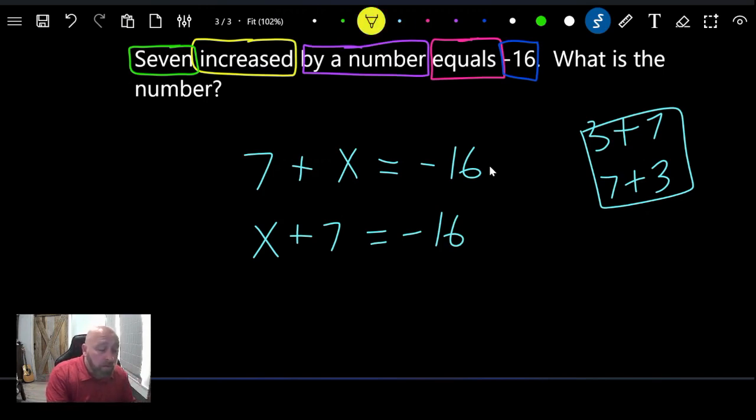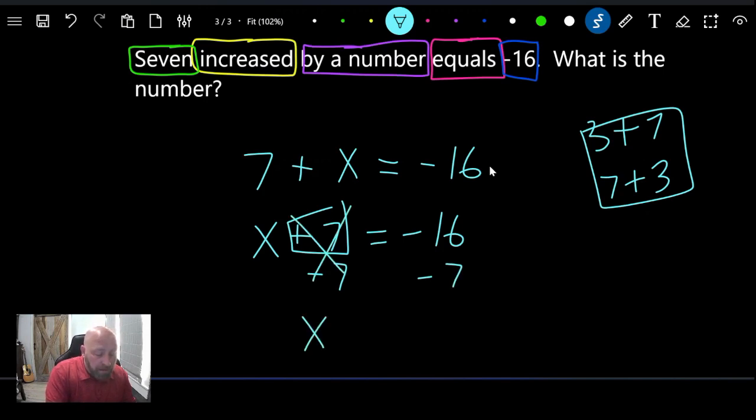So then we would go, okay, if I have 7 over here, I need to subtract 7. If I do it to one side, I have to do it to the other side. So that will cancel, and we'll end up with x equals this right here. How do you do that? So negative, negative, we're going to add because we have two negatives. So we're going to end up with negative 23. Negative 23 would be our answer.